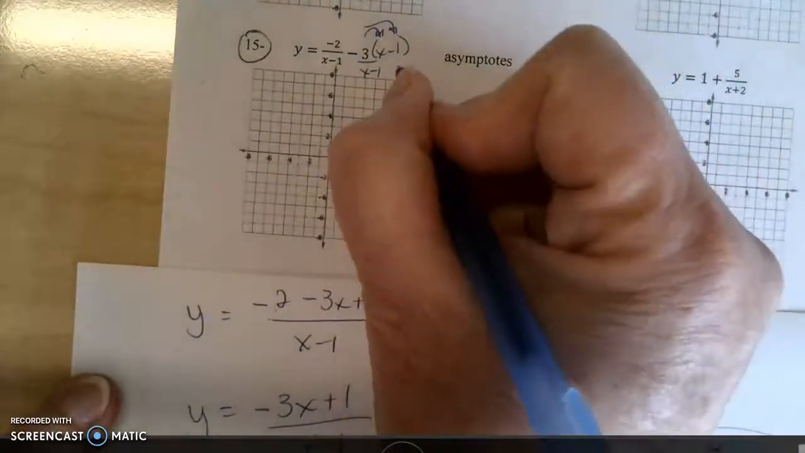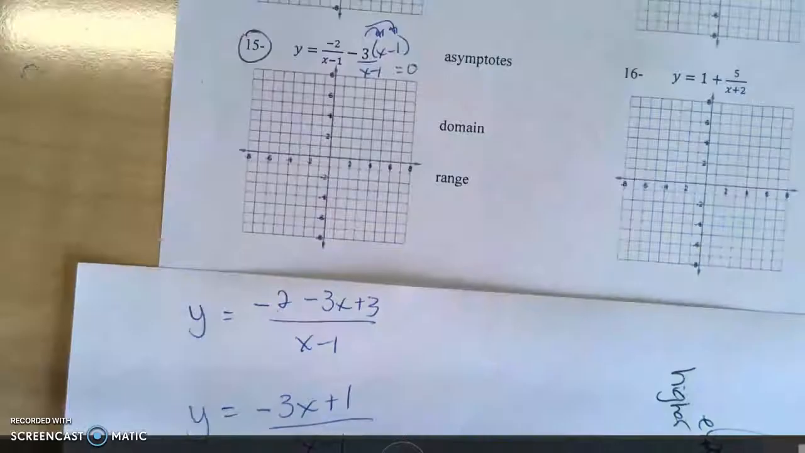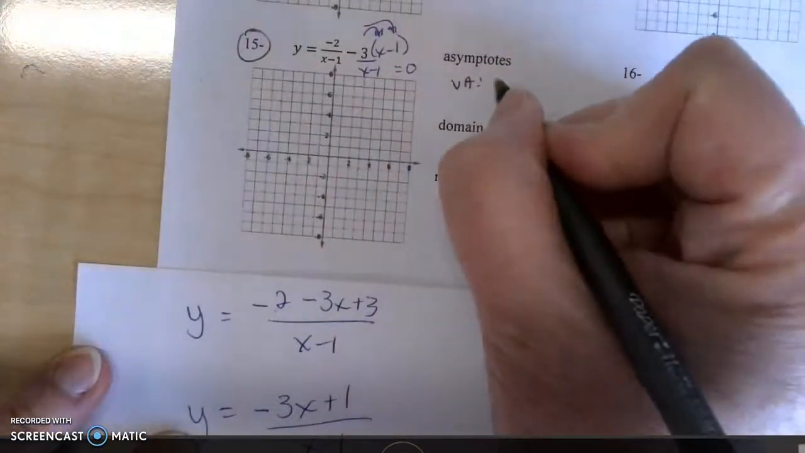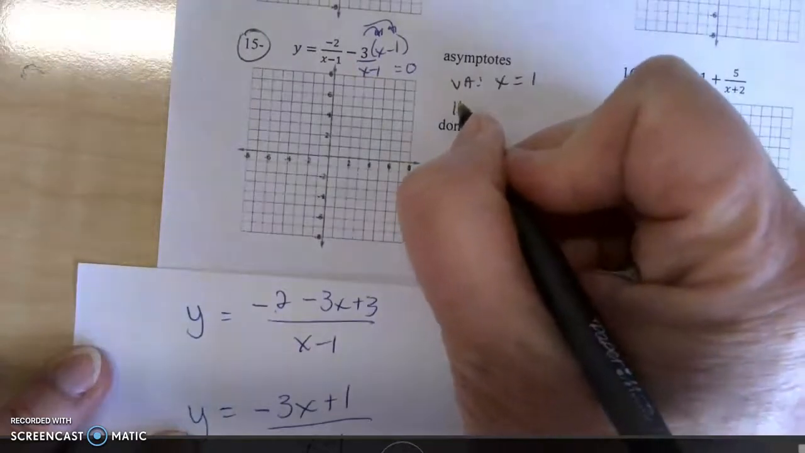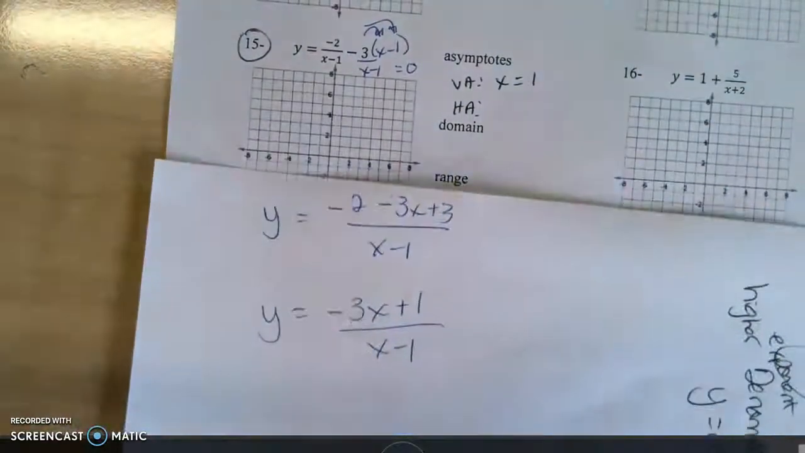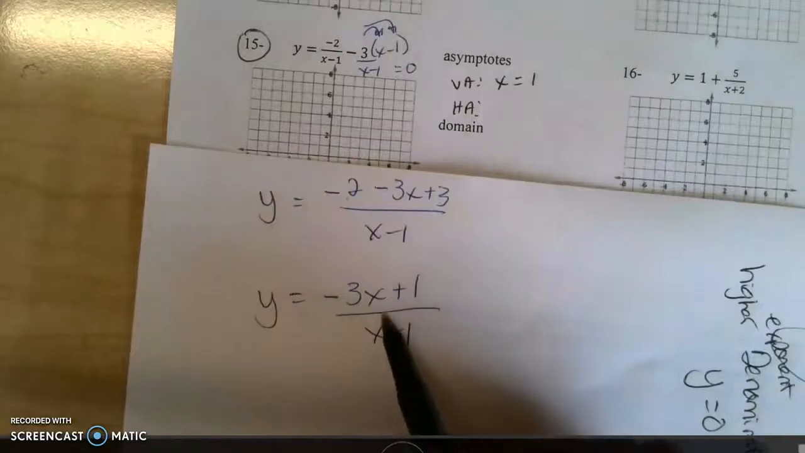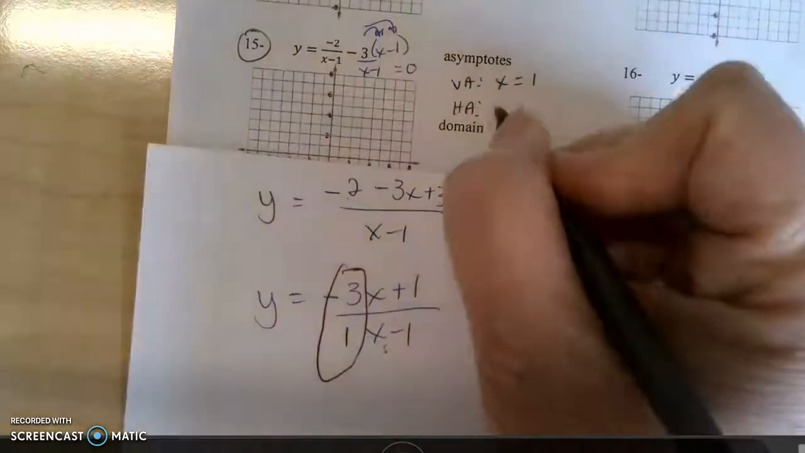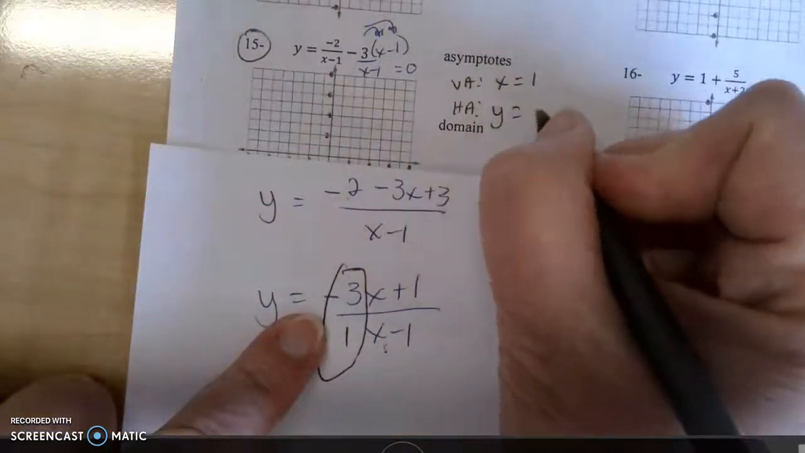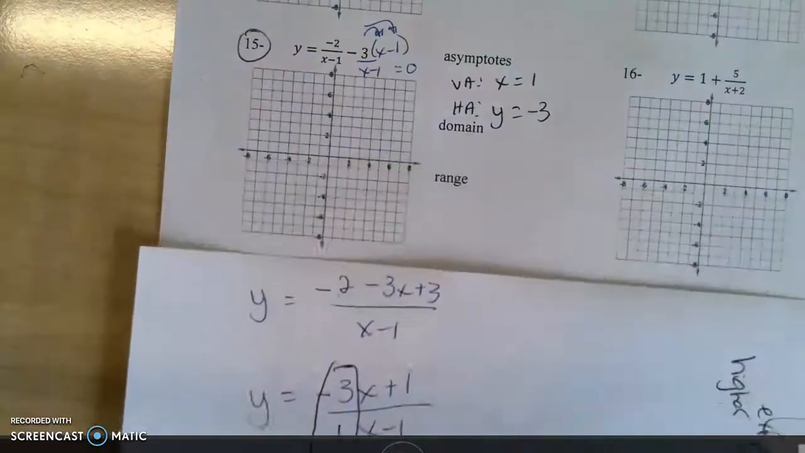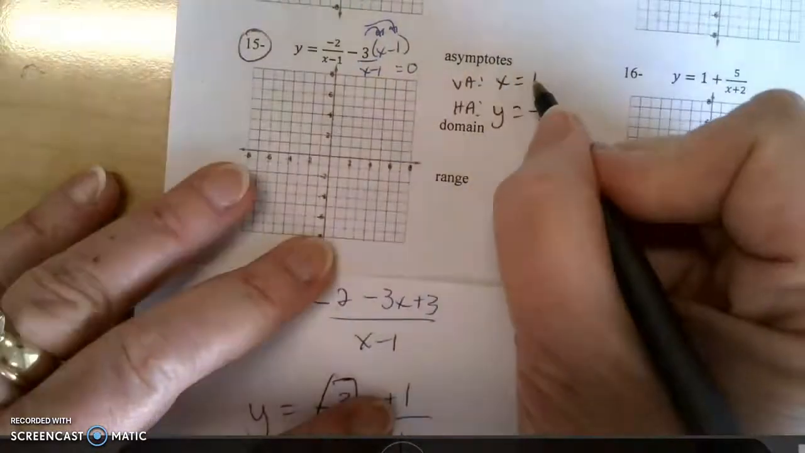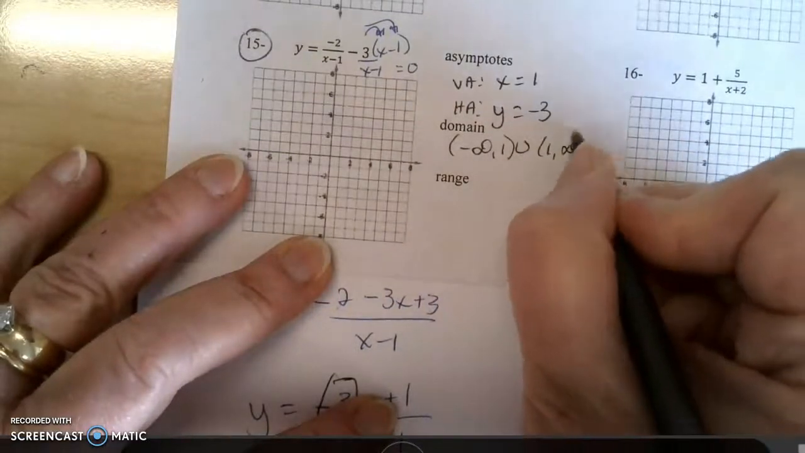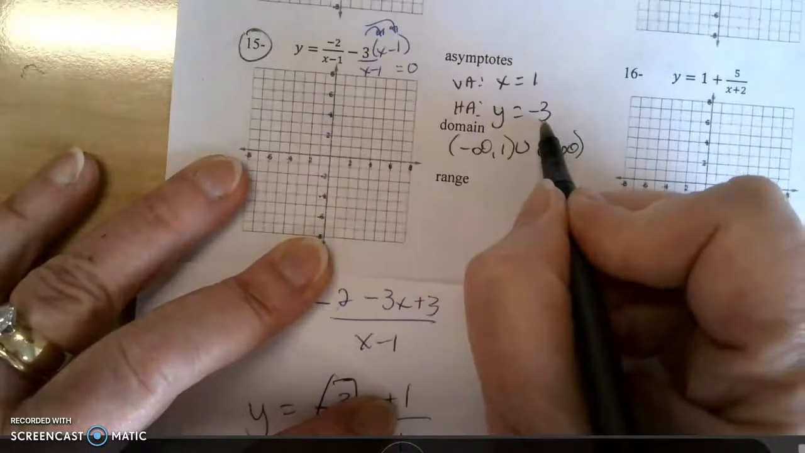I set my denominator equal to 0. So I have vertical asymptote. When I solve that, I get x equals 1. Horizontal asymptote, when I look at it, I have the same x exponent, so I look at the front, which gives me -3. Domain says to stop at 1. Range says to stop at -3.